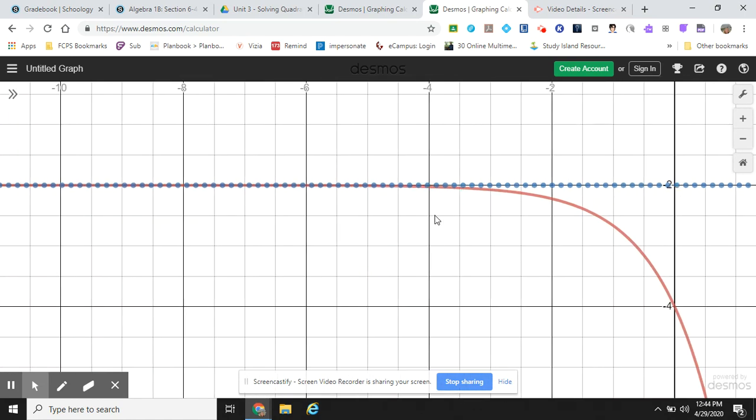We're not going to try to trick you with any fraction asymptotes at this point. But just know an asymptote is a line that it will never touch or cross.